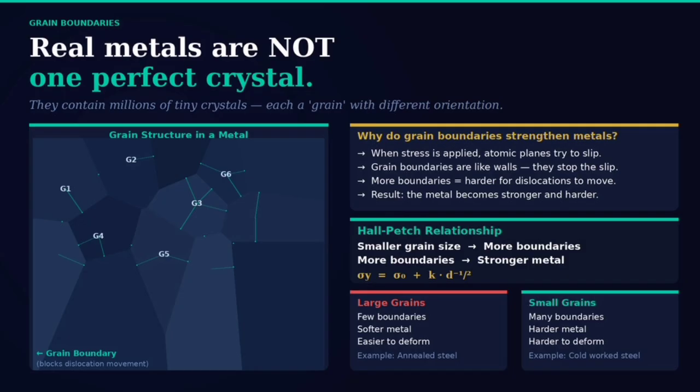Here is something that surprises almost everyone. When you look at a piece of steel under a microscope, it does not look like one perfect crystal. It looks like a mosaic, millions of tiny crystals packed together. Each one is called a grain.